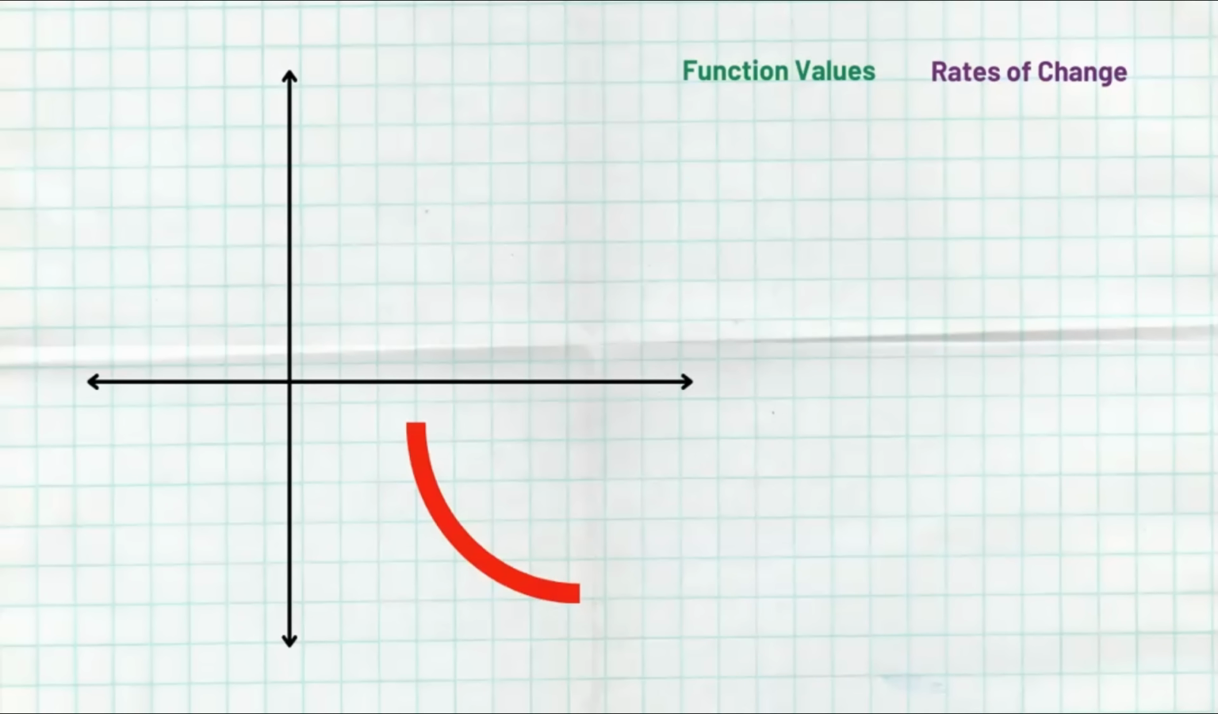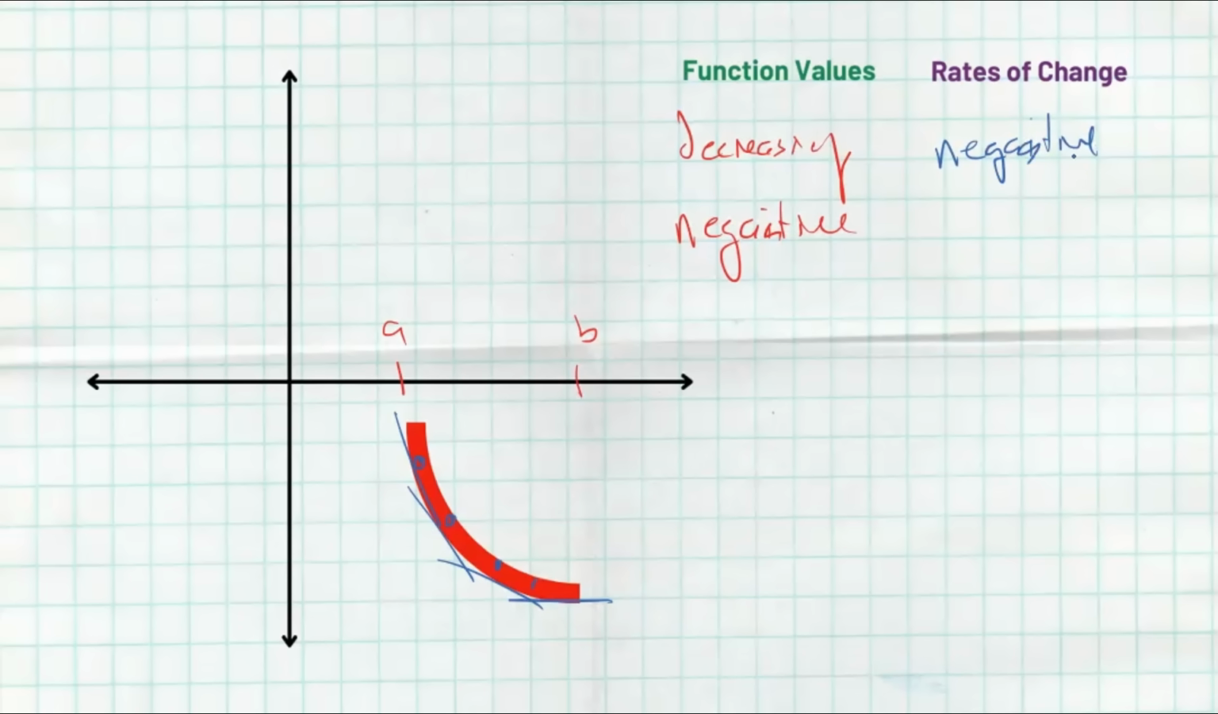All right, now let's check out this graph. Once again, we're looking at A to B, and we ask, what are the function values doing? Well, they're decreasing. We clearly see that as we move from left to right, our values are decreasing. But they're also negative because they're all below the x-axis. What about the rates of change? Let's explore some points as we move throughout, and we see that the rates of change are negative. That's of course because we're decreasing.